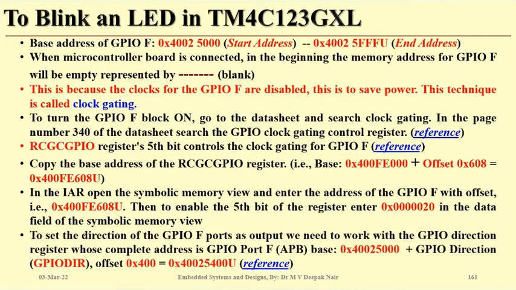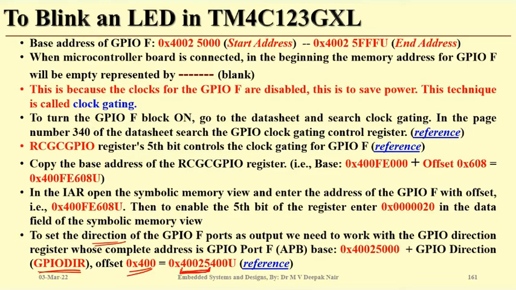Now, after the clock is enabled, we have to tell which pins we are focused on, and depending on those pins we have to tell whether those pins will be acting as output or input. For that we will use the direction register, which is GPIO DIR. The offset for that register is 400. So this is our base register; 0x40025000 was the base address.